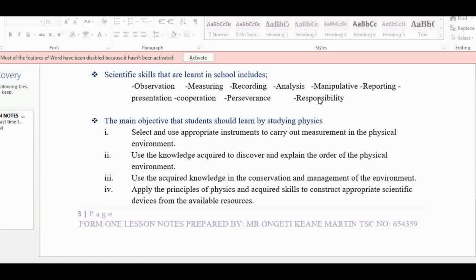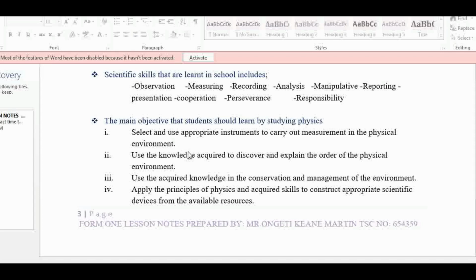We have reporting, where you present whatever you have done in the laboratory in form of a report. Then you present it. You can present it before the students. You can present it for the teacher to go through it. Then we have the cooperation, where we work together so as to achieve what we want. Then there is perseverance. Remember, these are science subjects that need a lot of tolerance and also perseverance. Then we have responsibility. We become very responsible with whatever we are doing.